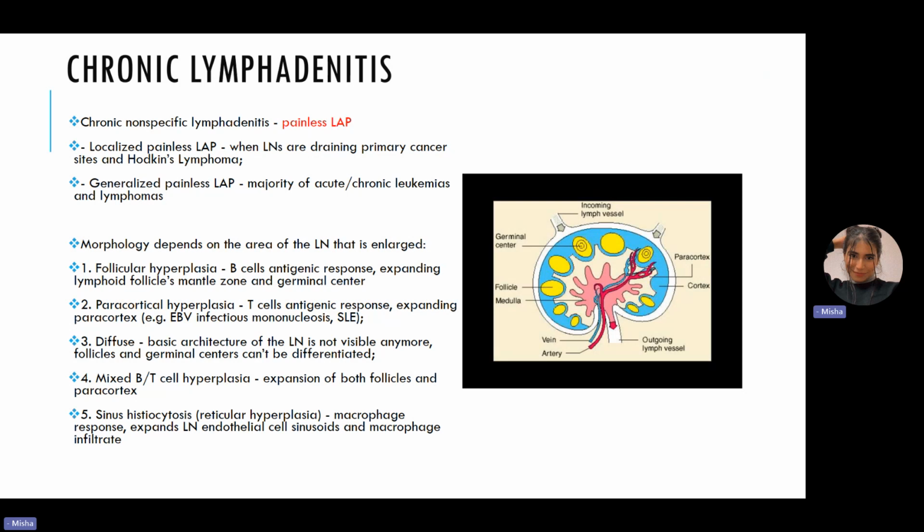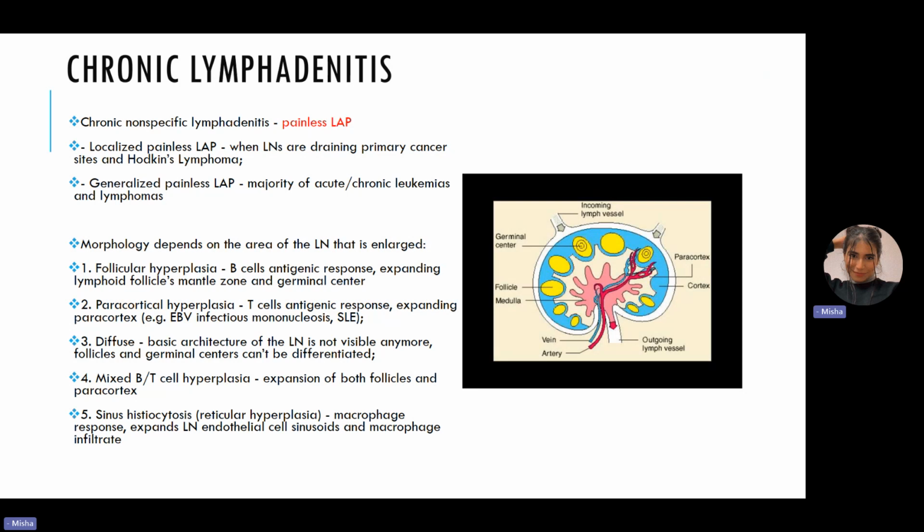So most of it is already written over there and you can read it yourself. But basically that would be enough. But here again, I'm mentioning that when you're talking about, for example, B cell antigenic response in the case of follicular hyperplasia, there's an expanding lymph node follicle, especially the mantle zone and the germinal zone. And this can be seen in rheumatoid arthritis, for example, toxoplasmosis, and even early HIV.